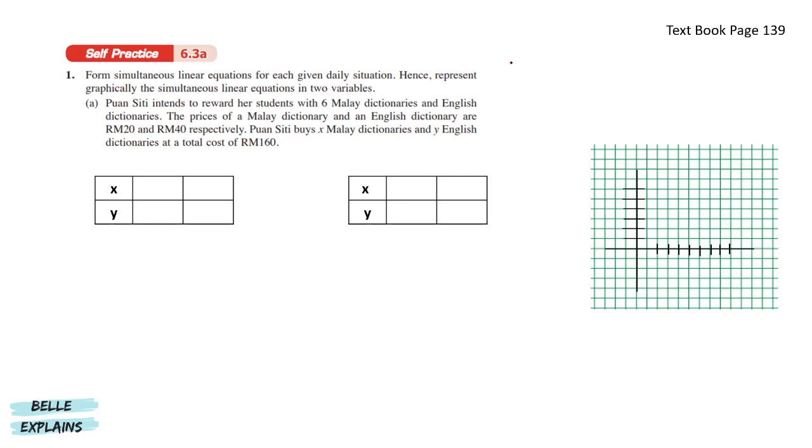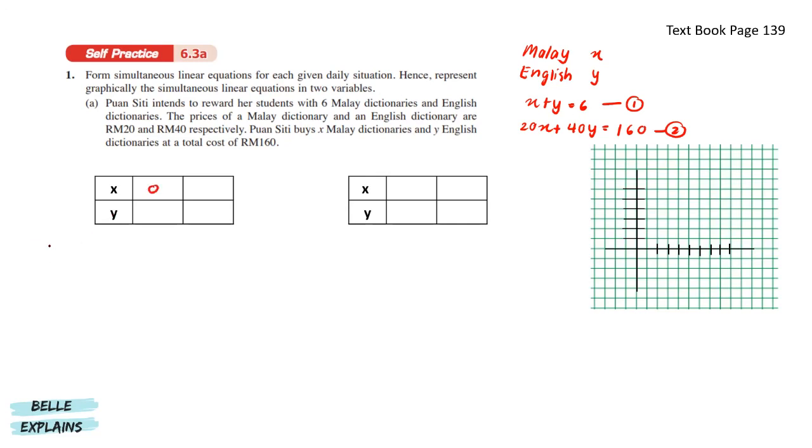Puan Siti intends to reward her students with 6 Malay dictionaries and English dictionaries. The prices of a Malay dictionary and an English dictionary are 20 and 40 ringgit respectively. Puan Siti buys x Malay dictionaries and y English dictionaries at a total cost of 160 ringgit. So here we have the sum of Malay dictionaries and English dictionaries equals 6. And then we have 20 times the Malay dictionaries and 40 times the English dictionaries equals 160 ringgit. Let's label that equation 1 and equation 2.